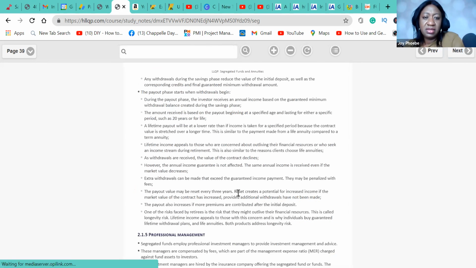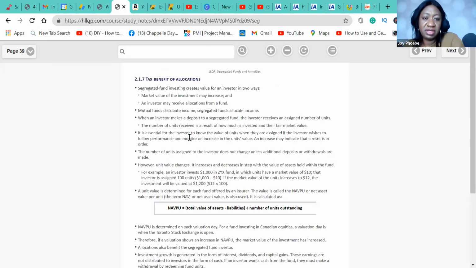All right, so that's an advantage. And then another benefit of seg funds is tax benefit of allocation. So segregated fund investing creates value for an investor in two ways. Market value of the investment may increase, and then an investor may receive allocation from a fund. So mutual funds distribute income, segregated funds allocate income. When an investor makes a deposit to a seg fund, the investor receives an assigned number of units.